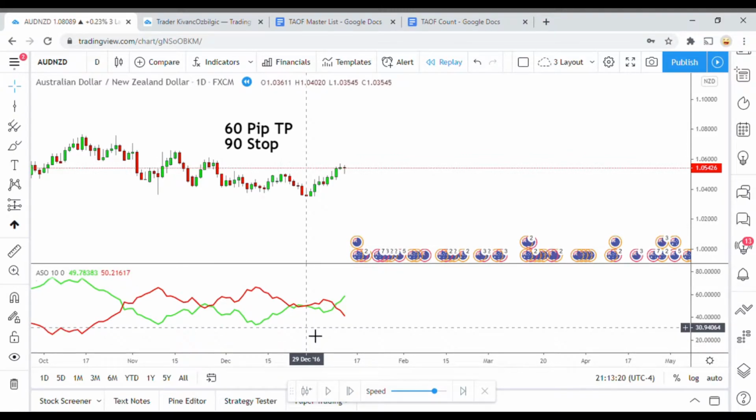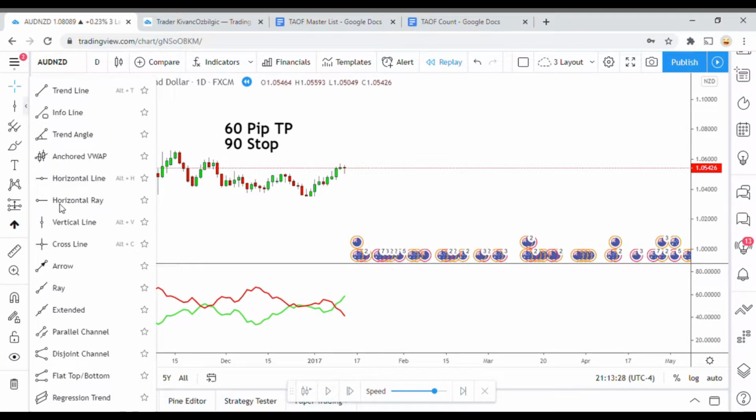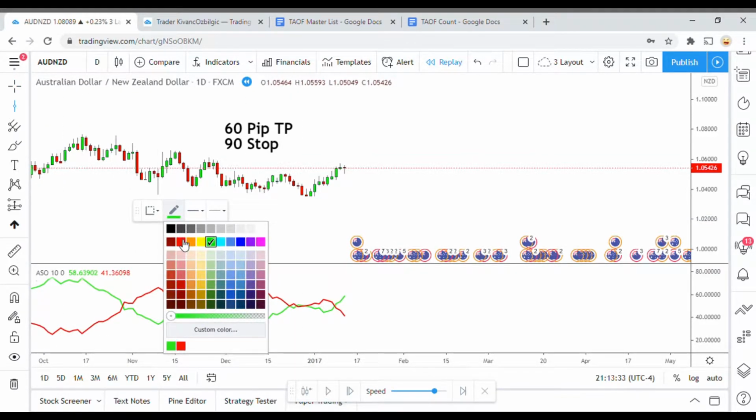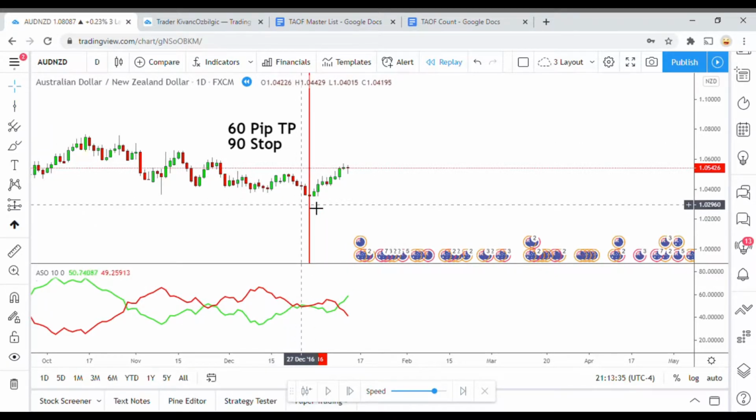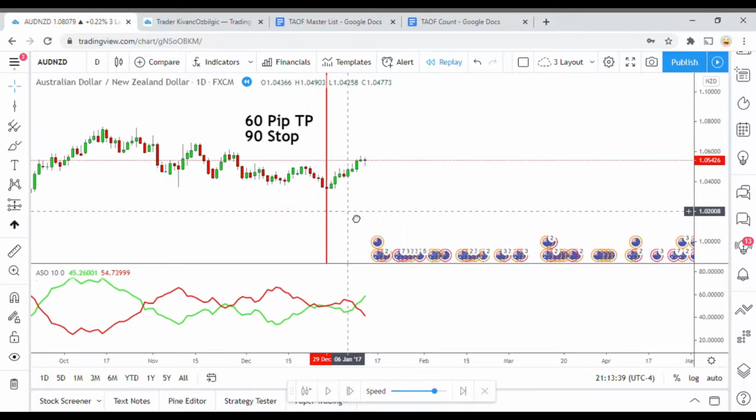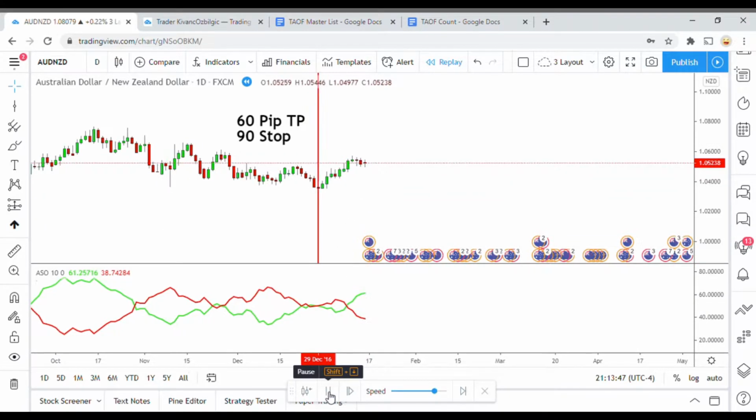All right, so we got our first signal. Let me double check. 29th. Yes, so we got a short signal right here. That was the first signal we got. Unfortunately, it turned around and immediately jumped up and stopped us out, so not a great signal.